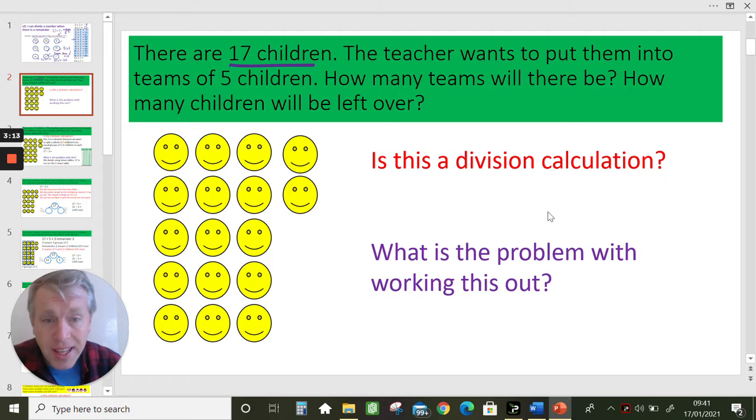So first question, is this a division calculation? Is there a problem with working it out? Do you know the answer straight away? Have a go.